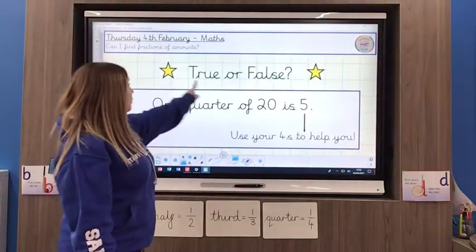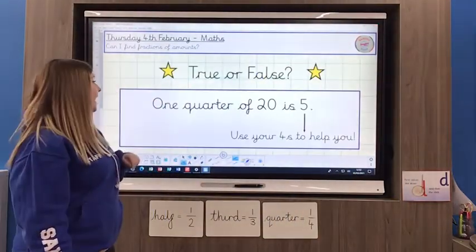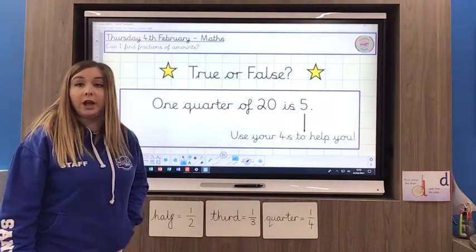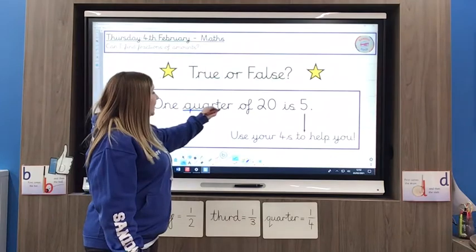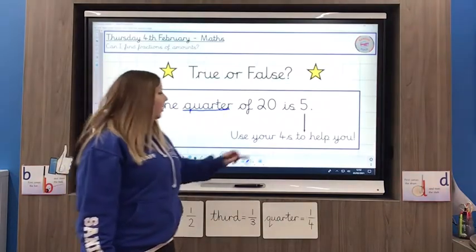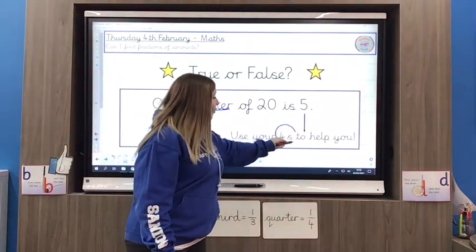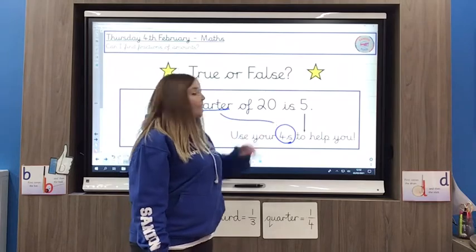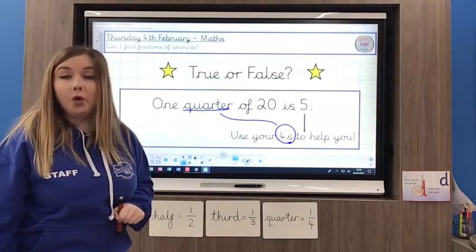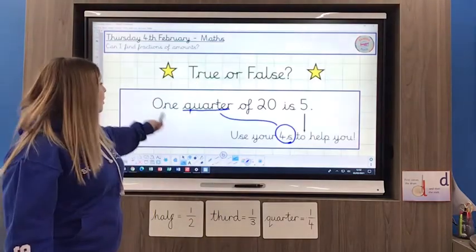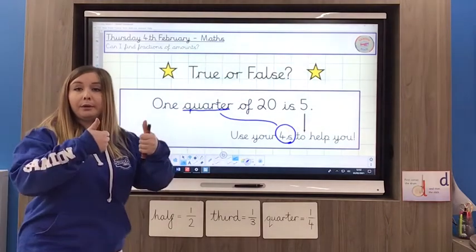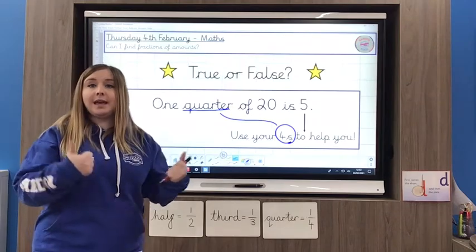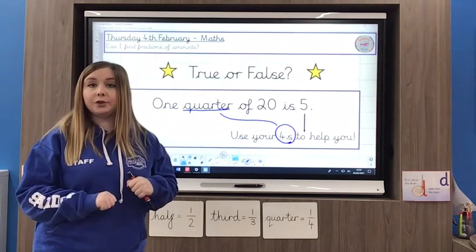And it's a true or false challenge, and it says 1/4 of 20 is 5. And remember, when we're finding a quarter, we have to share it by 4, and we can do that by using our 4 times tables. So is 1/4 of 25 true, or is it false?